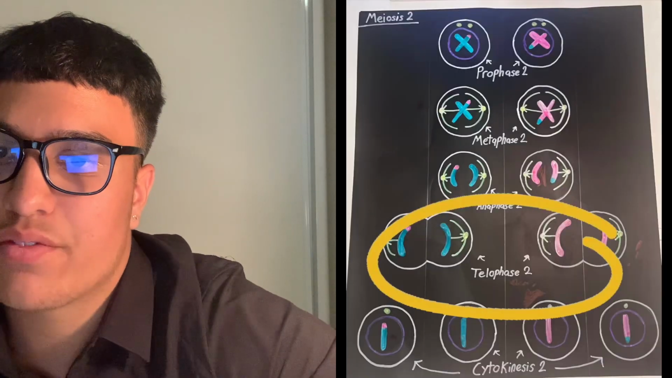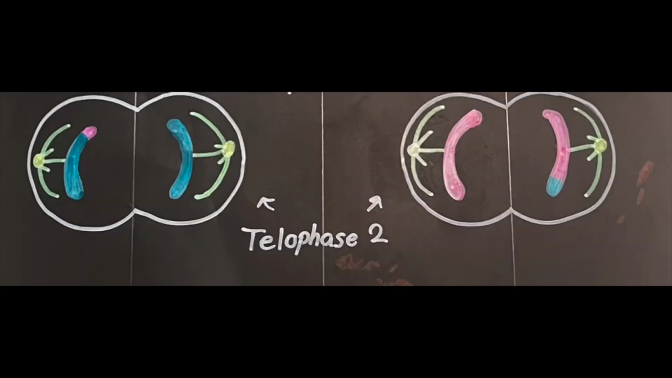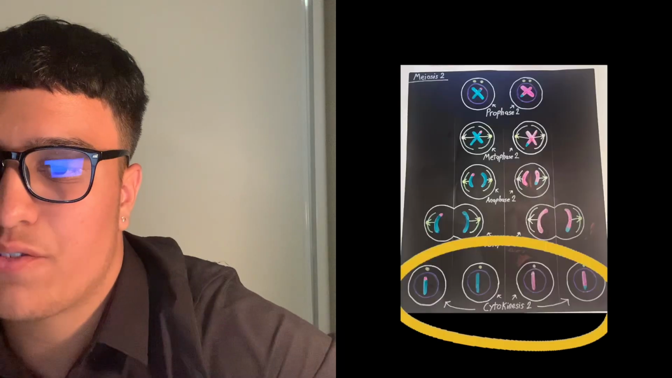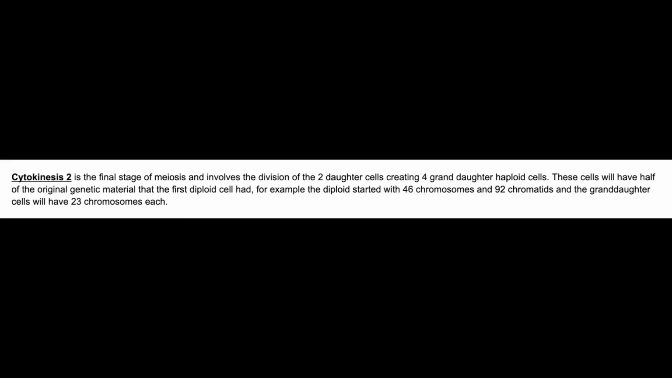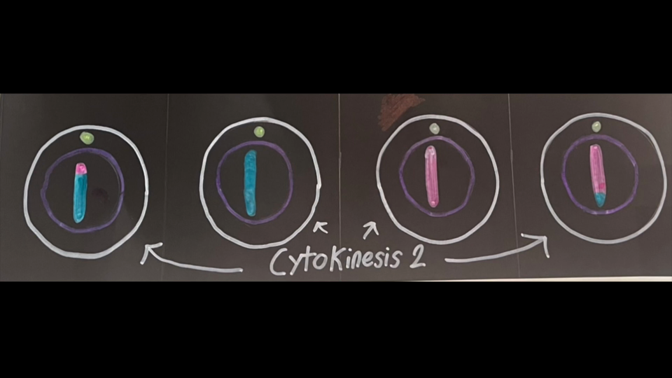We are now nearing the end of this process. This stage is telophase 2 and consists of the sister chromatids arriving at the separate poles. Soon after this, the nuclei will begin to form around the 2 sets of chromatids. Cytokinesis 2 is the final stage of meiosis and involves the division of the two daughter cells, creating 4 granddaughter haploid cells. These cells will have half of the original genetic material that the first diploid cell had. For example, the diploid started with 46 chromosomes and 92 chromatids, and the granddaughter cells will have 23 chromosomes each.